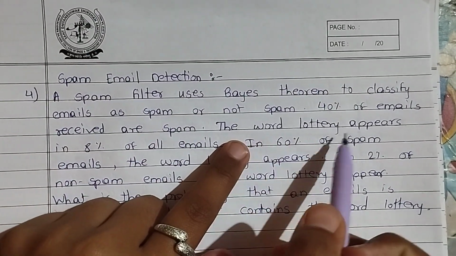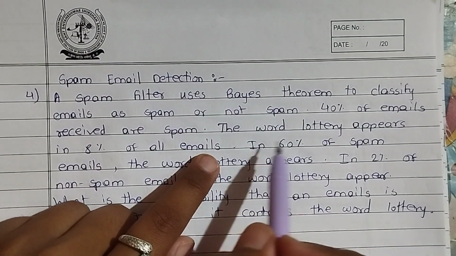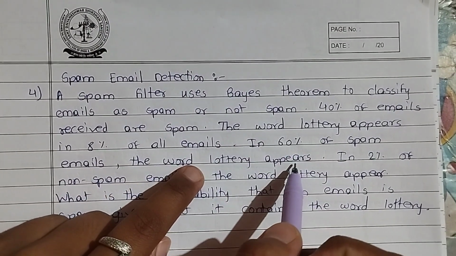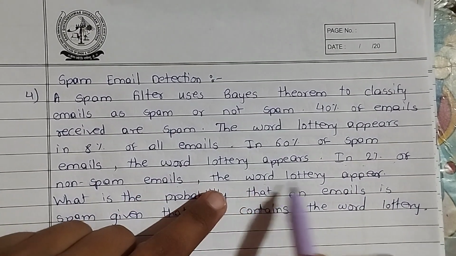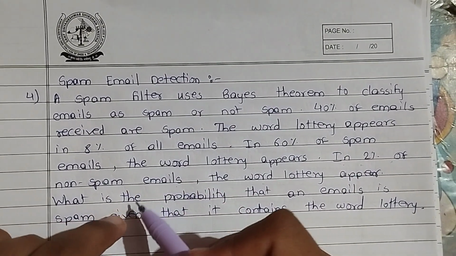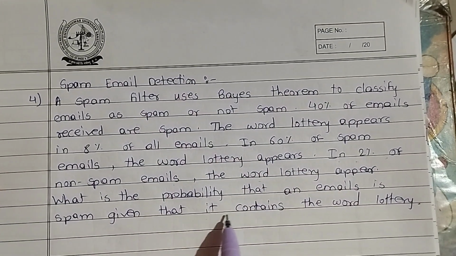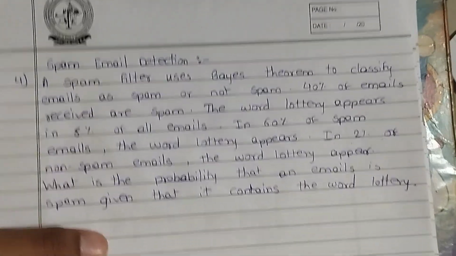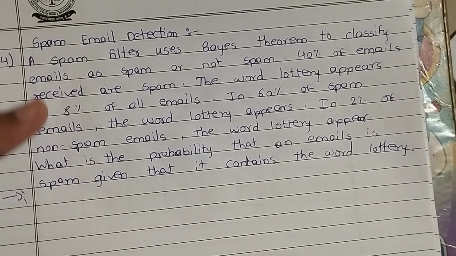The word lottery appears in 8% of all the emails. In 60% of the spam emails, the word lottery appears. In 2% of the non-spam emails, the word lottery appears. What is the probability that the email is spam given that it contains the word lottery? So first we write all the given data.